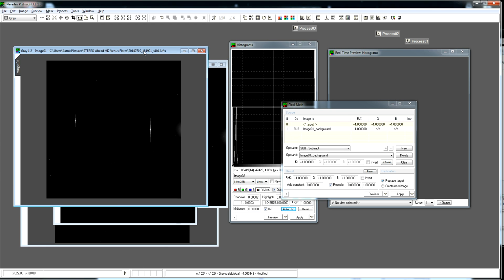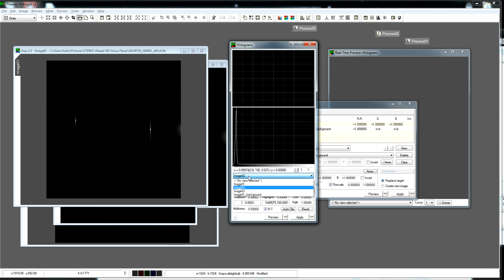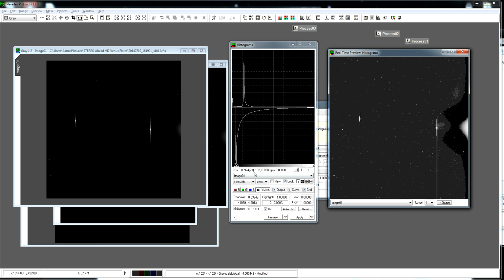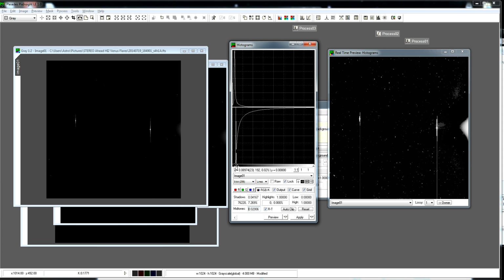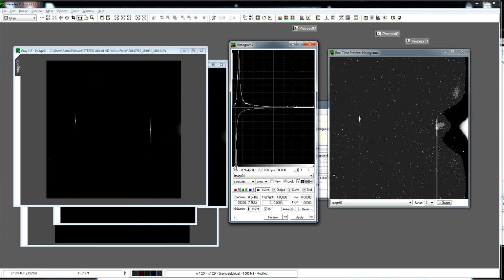And then we're going to stretch the histogram again. This time we're going to do it manually. Now, of course, this process is automated by the stereo team, but the principle is exactly the same. We're trying to bring out what's left in the image so that it can be properly displayed in an 8-bit image.